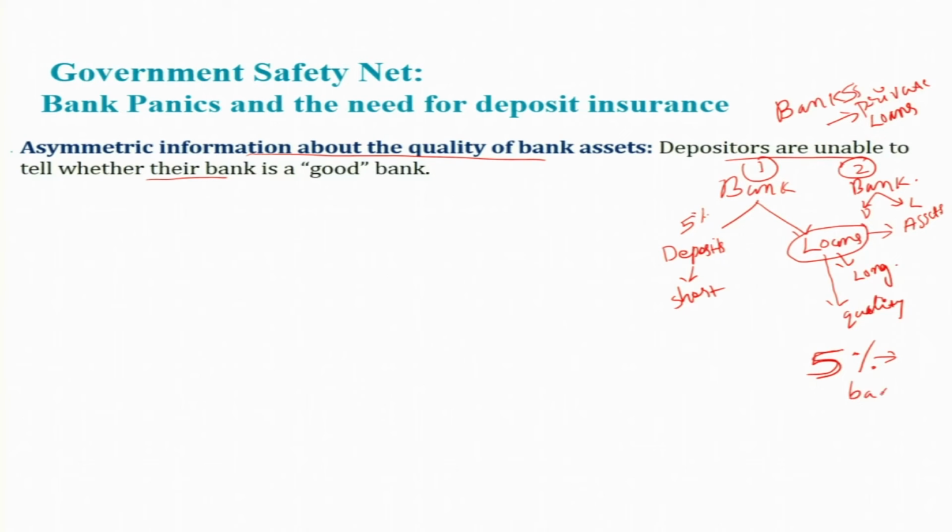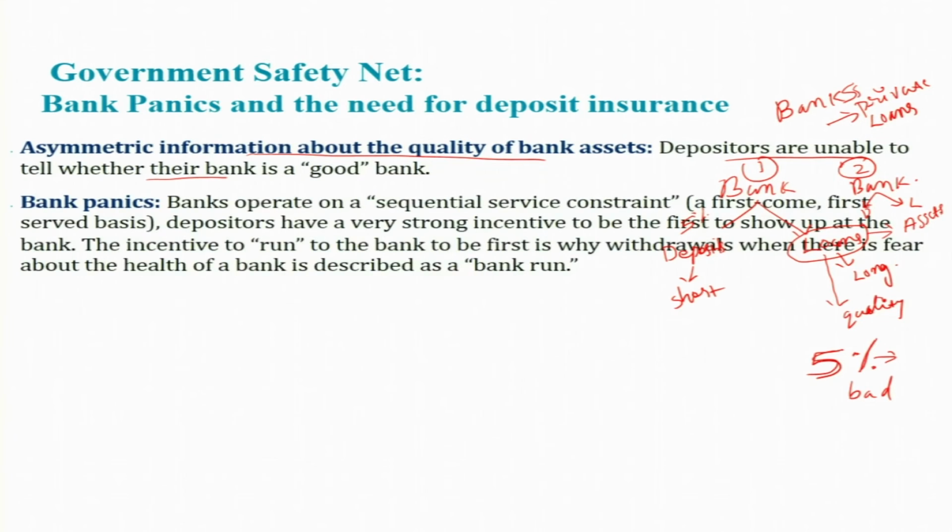Sometimes this news comes. Already we know that some banks, obviously, will be bad banks with poor quality. Suppose the news is that 5% of the banks are bad banks. So depositors cannot clearly identify which bank belongs to this 5%. Whether the bank where I have made my investment belongs to this 5% or to other banks, right? In this case, a kind of bank panic develops.